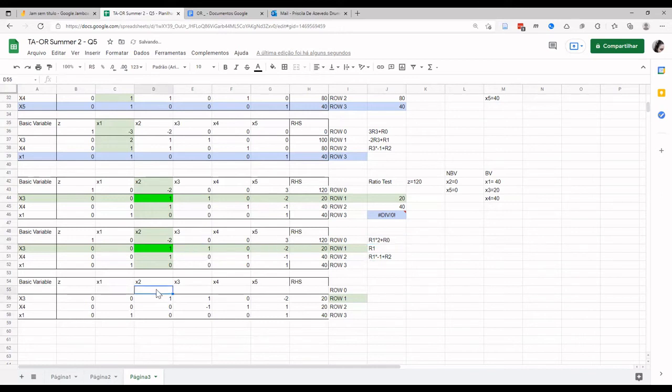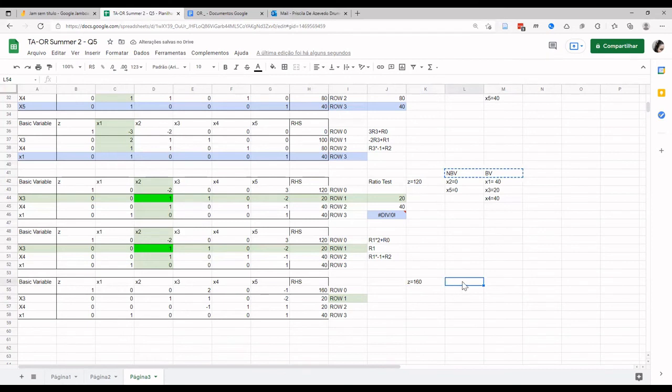And that will become our pivot number multiplied by 2, add it to the row 0. It's 0 exactly as we want it to. So we are going to extend the operation to all the others. And what we found now is that our z value increased as we expected it to. So our z value now is 160.